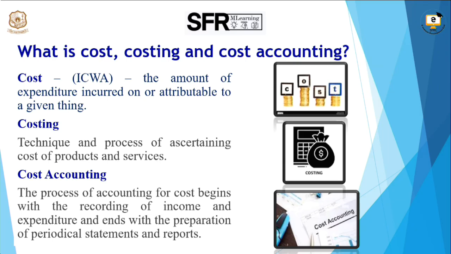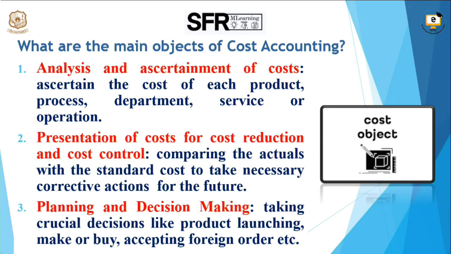Costing is a technique and process of ascertaining the cost, and it is the calculation for products as well as services. Costing is a systematic procedure of determining the unit cost of a product or service. The process of cost accounting begins with the recording of income and expenditure and ends with the preparation of periodical statements and reports for ascertaining and controlling the cost. So cost accounting is a process of accounting for cost, beginning with the recording of income and expenditure and ending with the preparation of periodical statements and reports for ascertaining the cost as well as cost control and cost reduction. Next we have to see what are the main objectives of cost accounting.